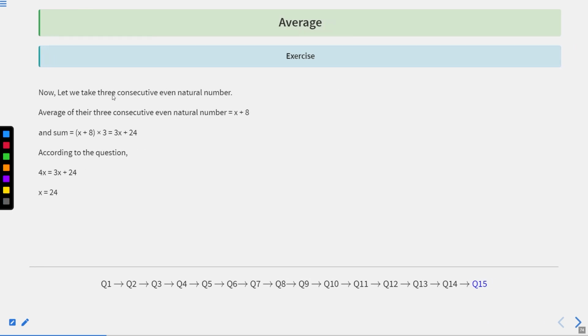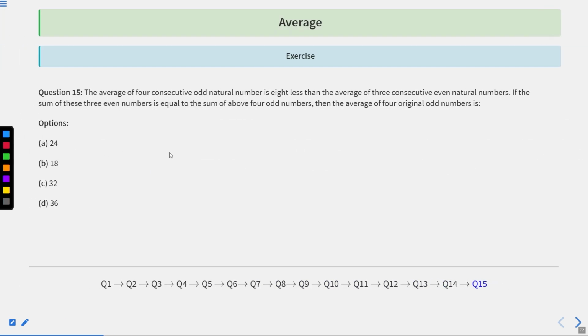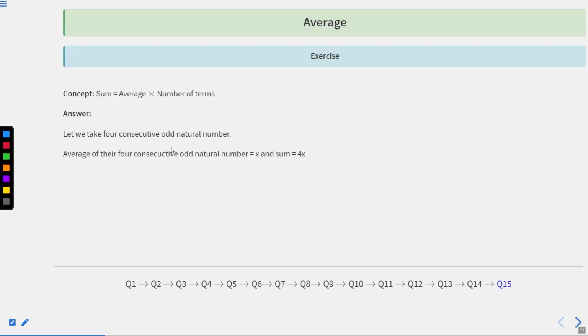So now let us take three consecutive even natural numbers. The average of the three consecutive even natural numbers equals x plus 8, and the sum will be x plus 8 times 3. So it will be 3x plus 24. So according to the question, we have 4x equal to 3x plus 24, and we get x equal to 24. So option A is correct here.